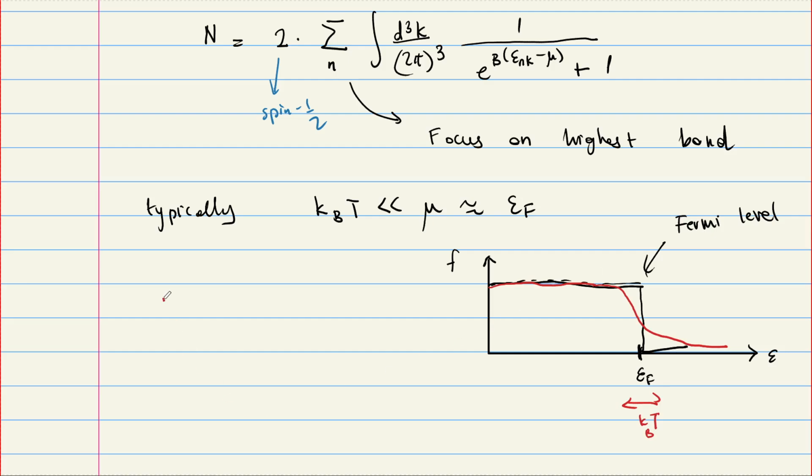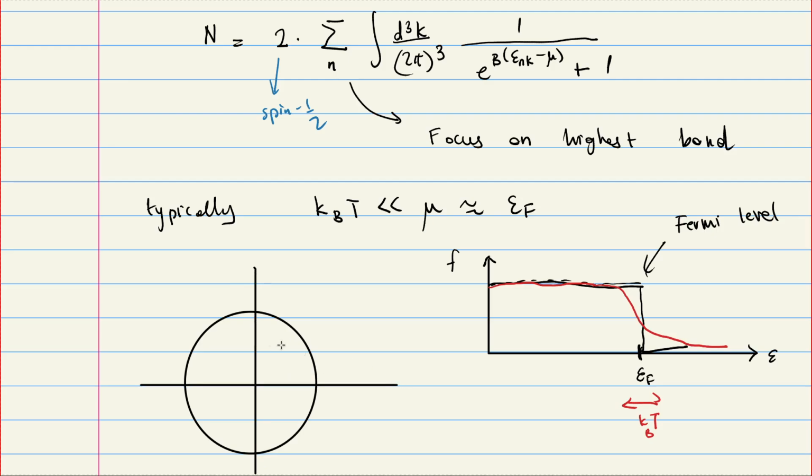And the picture is something like this. Let me draw a two-dimensional picture. We have this Fermi surface. This is k_y, this is k_x.